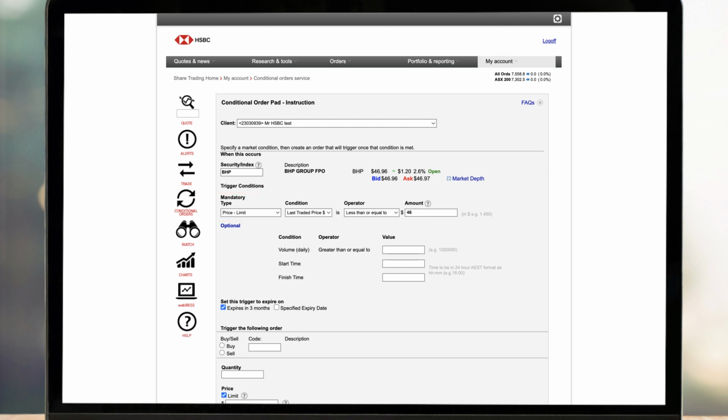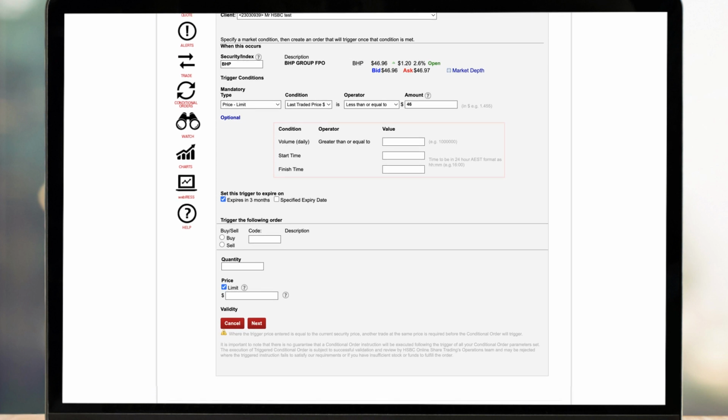In addition to the price trigger, there are also two optional trigger conditions: volume and time. With volume, you can nominate a specified volume of stock prior to the order being triggered. If you set the additional volume trigger, the conditions you set above will only be valid once the volume you specify has been traded. With time, you can set a specific start and finish time, so that the conditions you set above will only be valid during these specified hours, such as between 3 p.m. and 4 p.m.